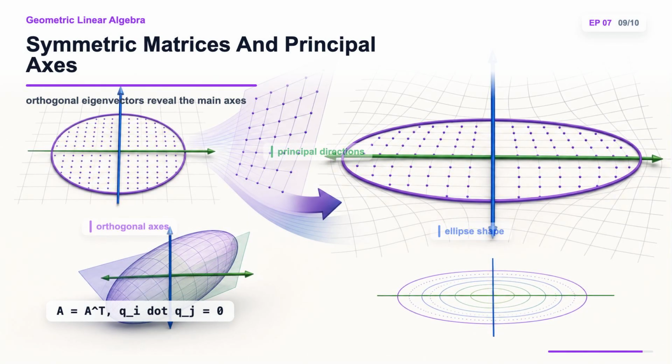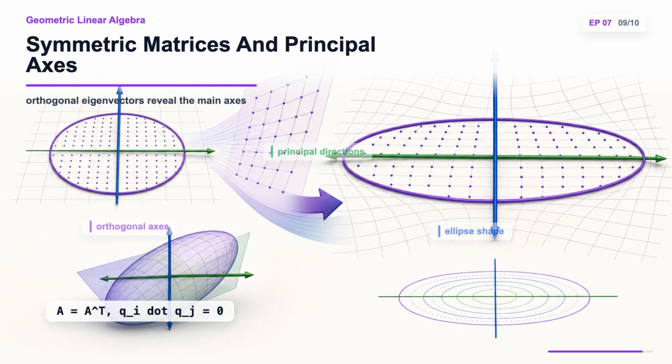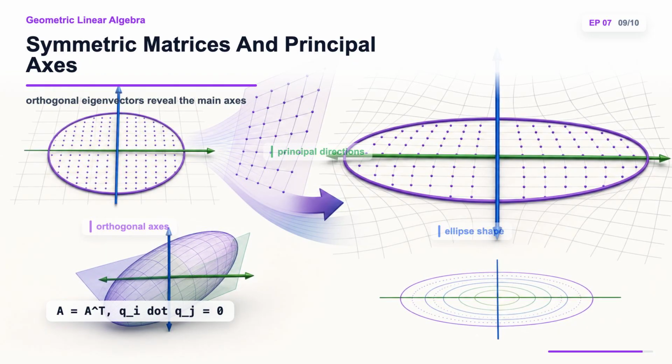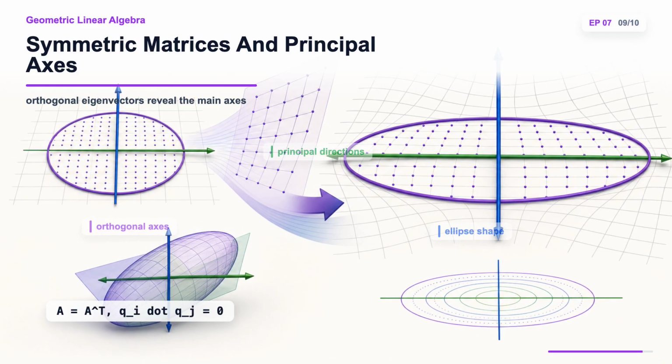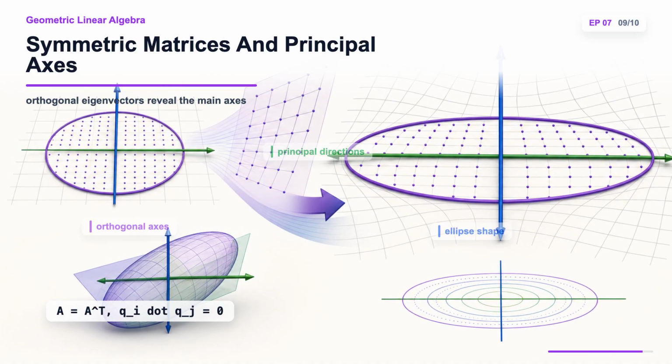Symmetric matrices are especially friendly. Their eigenvectors can be chosen to be orthogonal unit directions. Geometrically, a symmetric matrix turns a circle into an ellipse whose axes are eigendirections. The eigenvalues give the stretch along those axes. This connects eigenvectors to principal axes. It also prepares us for PCA, where we find the main directions of a data cloud.